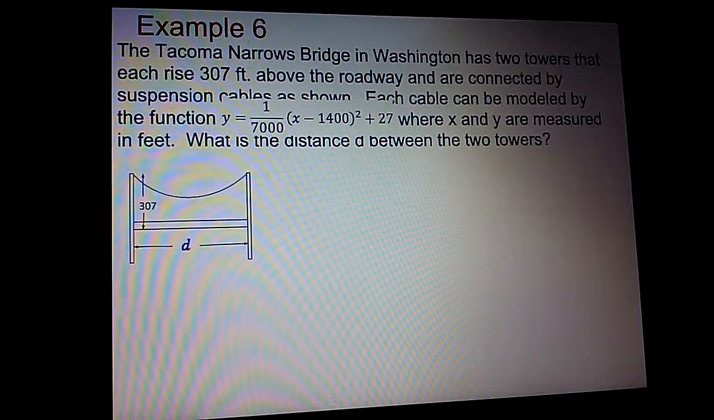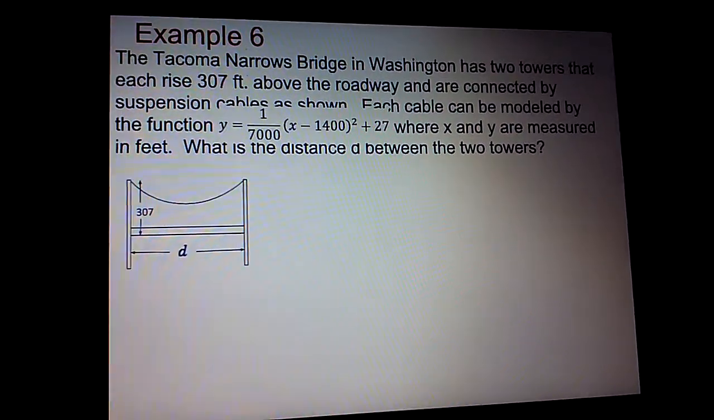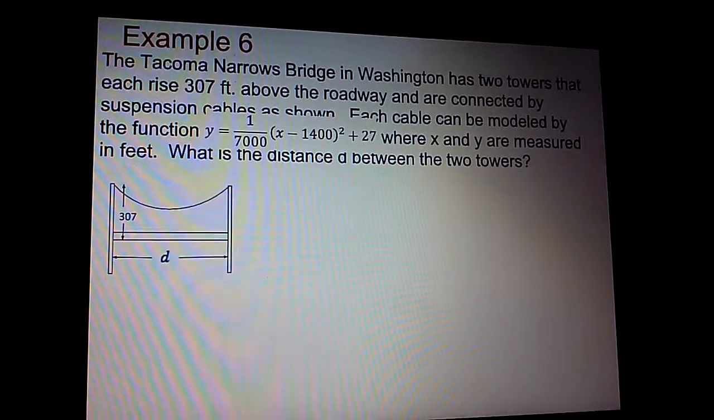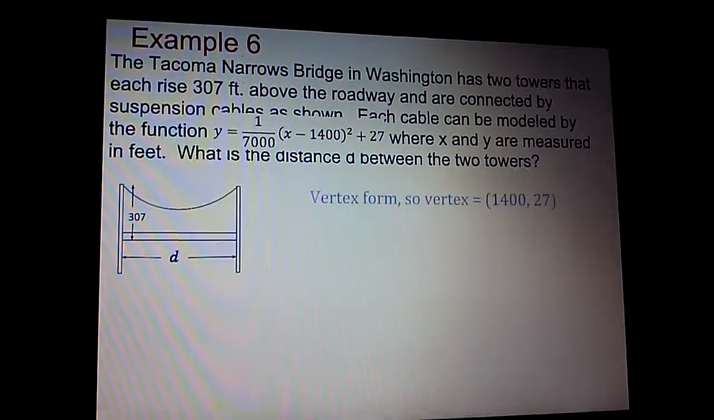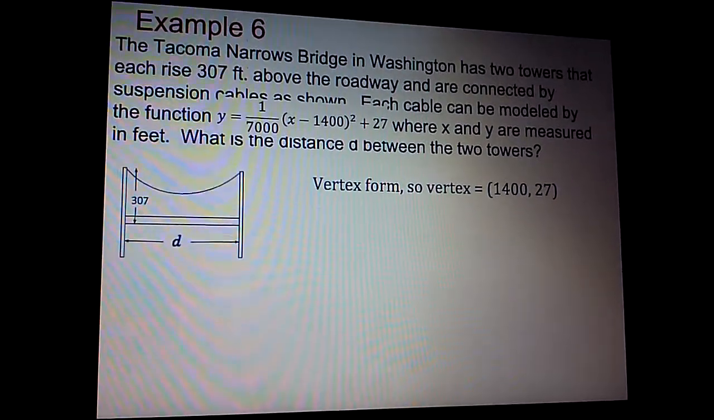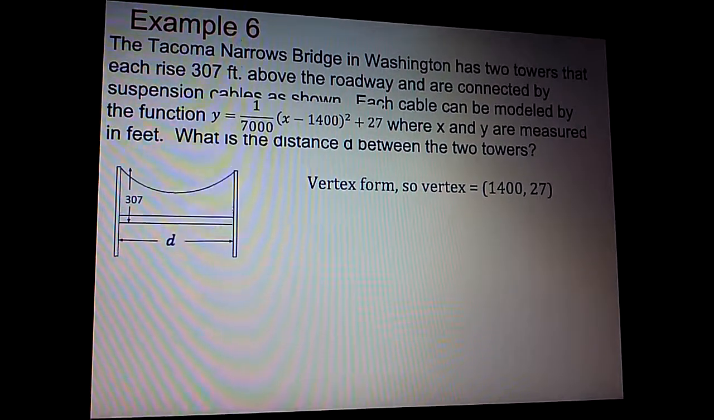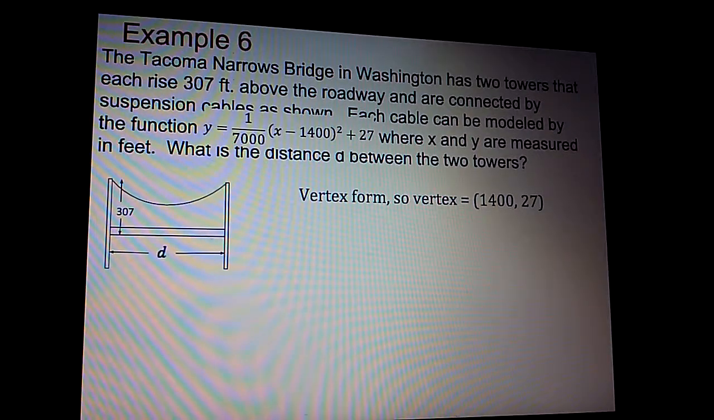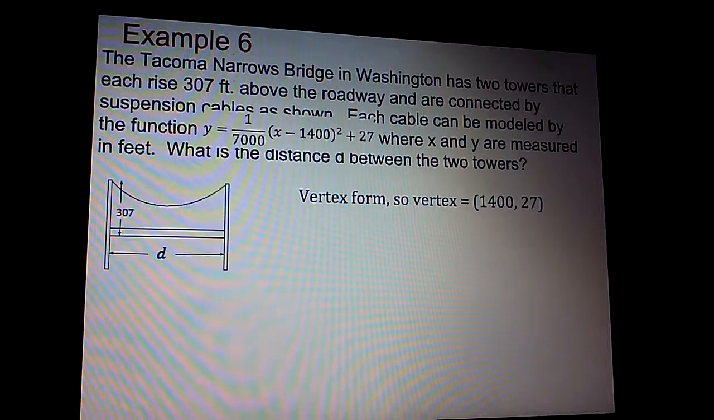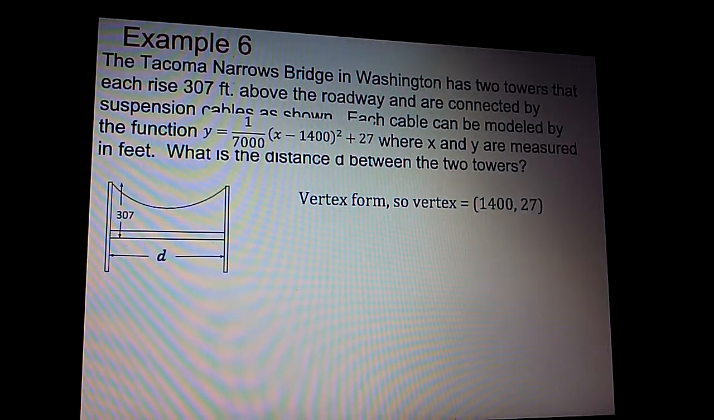Okay, this equation is vertex form. Vertex form tells you the vertex. If you know the vertex, you're going to be able to answer this super fast. Easy. Okay, so what does our vertex tell us? Remember, it's going to be h and k, opposite sign of h. So our vertex is 1400, 27.